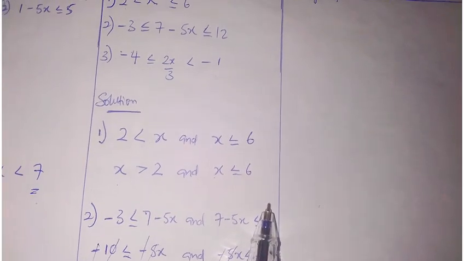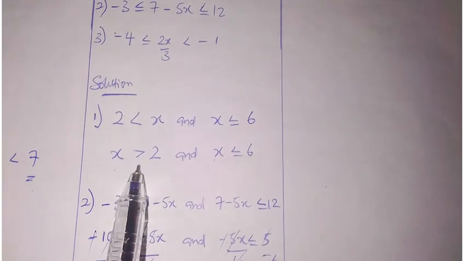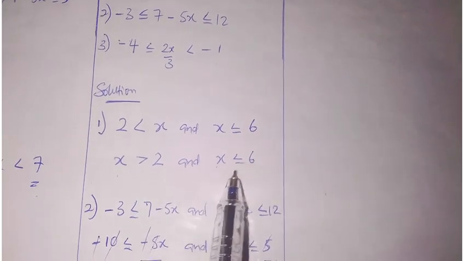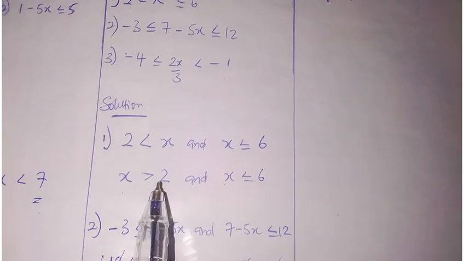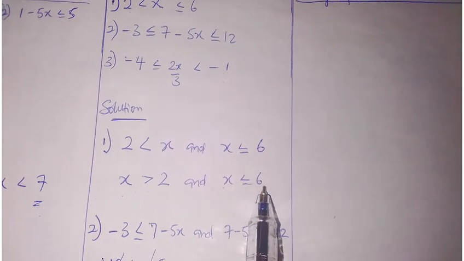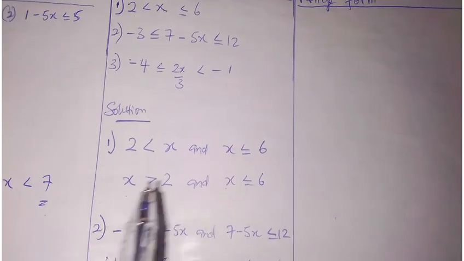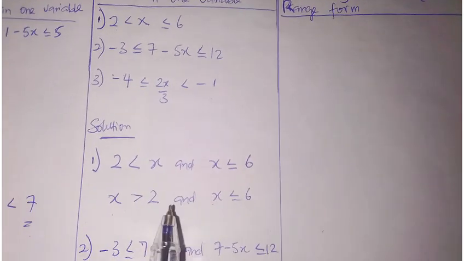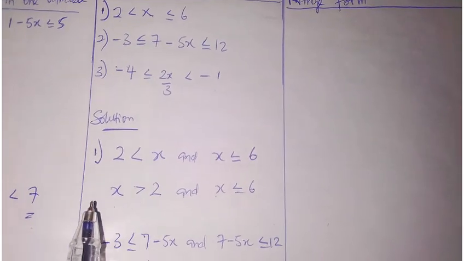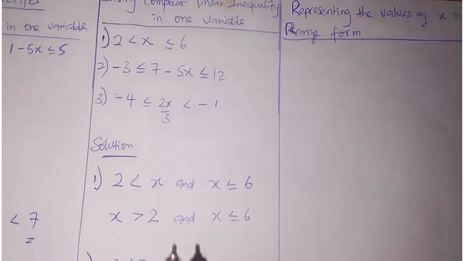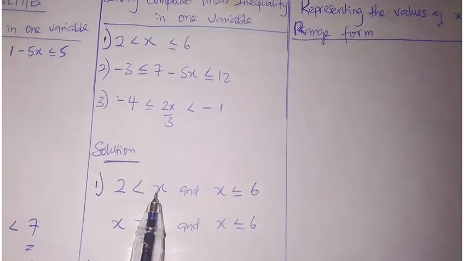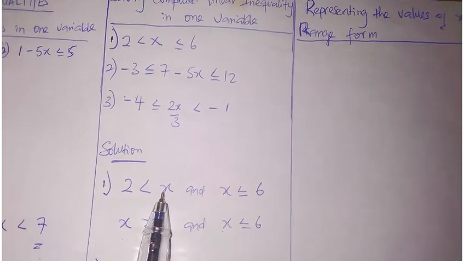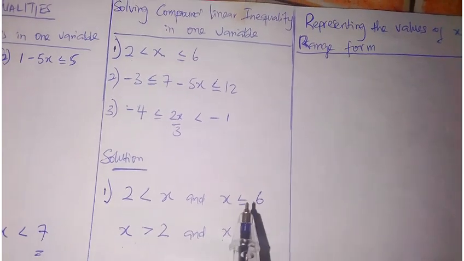Now, for the smaller value to stay by the left, it means x would go to the other side. How do I mean? For this, my x is greater than 2, and my x is less than or equal to 6. The smaller value is 2, the greater value is 6. It means this will be at the left, this will be at the right. Now, for 2 to be by my left, it means 2 will be less than x, and x will be less than or equal to 6.